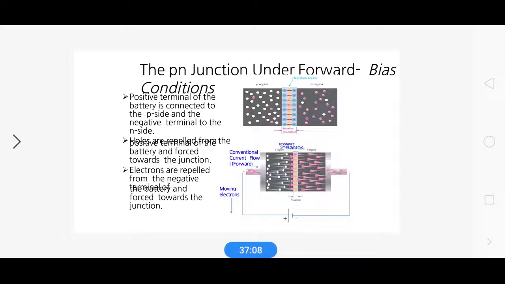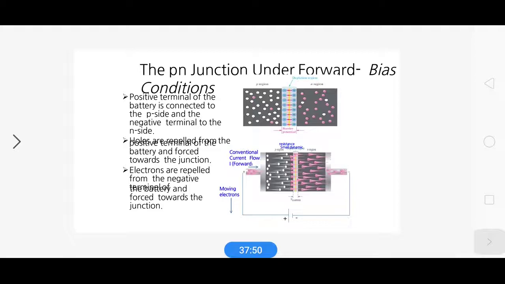So the current is due to the movement of electrons as well as the movement of holes, and an electron current exists as well as a hole current. The total current is I, the current due to holes plus the current due to electrons. So see the diagram. This is the forward bias of the PN junction. The P region is connected to the positive terminal of the battery and the N region is connected to the negative terminal of the battery.